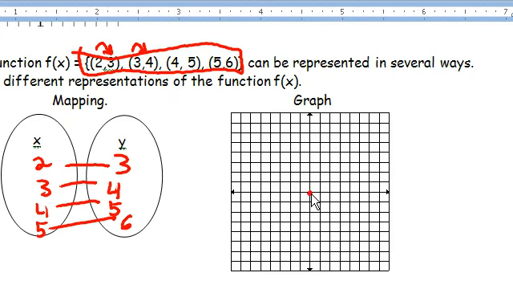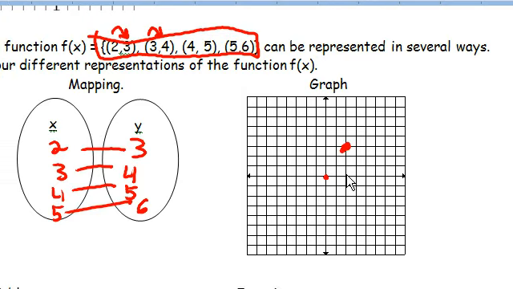So here's our origin right here. So we go over 2, up 3. So there's our first point. Our second point is 3, 4: over 3, up 4. Our next point is 4, 5: over 4, up 5. Lastly, our next point is 5, 6: over 5, up 6.